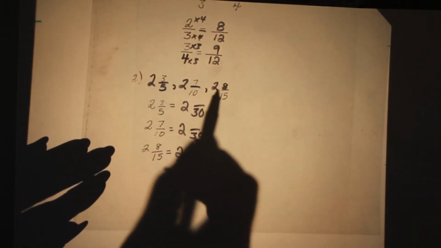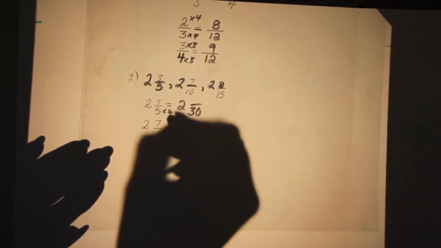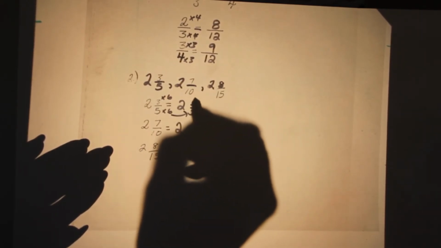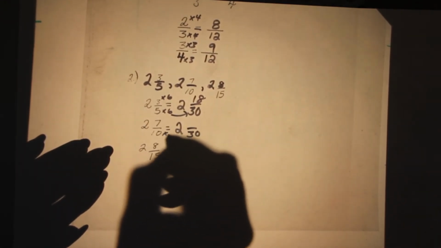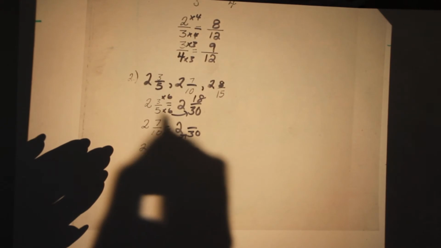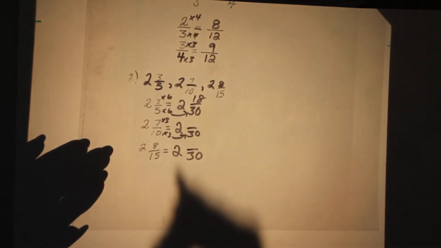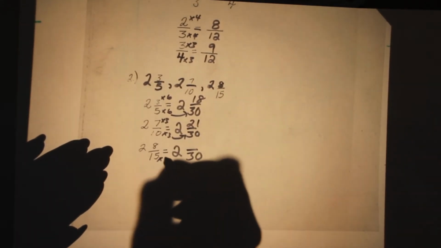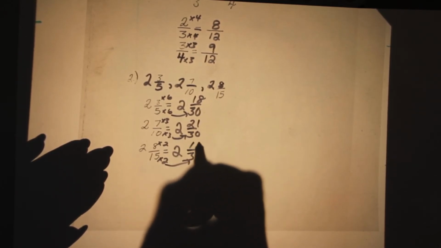So if I want to know in order which one's larger, which one's smaller, I convert them to the same denominator. 5 times 6 gave me 30, so 3 times 6 will give me 18. 10 times 3 gave me 30, so 7 times 3 will give me 21. 15 times 2 gave me 30, so 8 times 2 is 16.